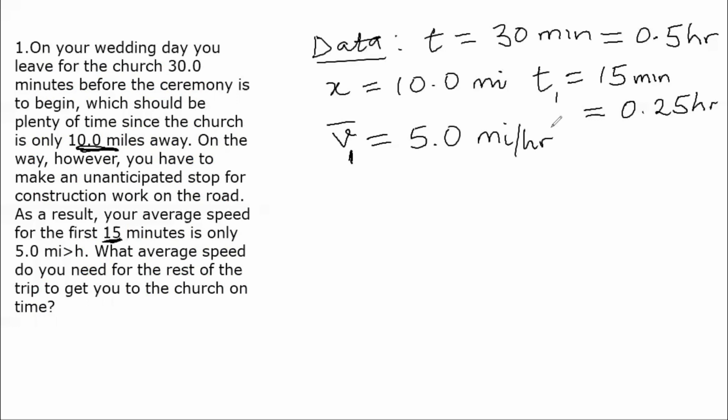Okay, so this is the data that I have. These are the known quantities. And what am I looking for? I'm actually looking for the average speed during the second part of the motion. So this I don't know. And then what are some of the things? Let us look at the diagram.